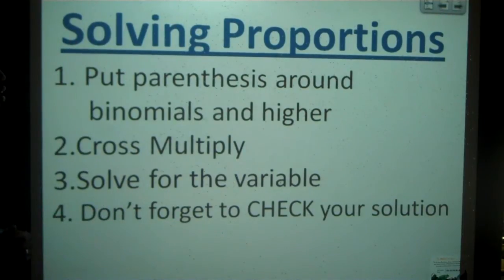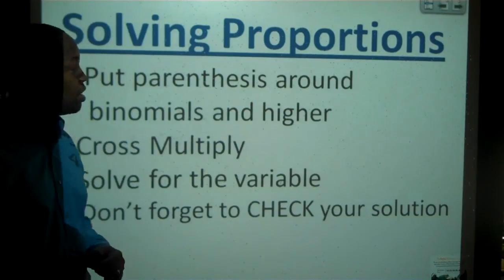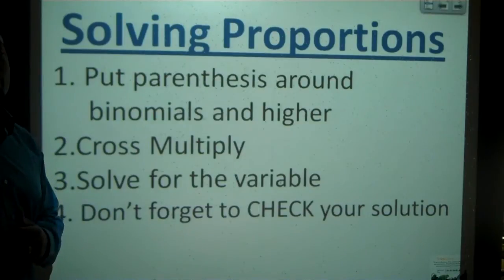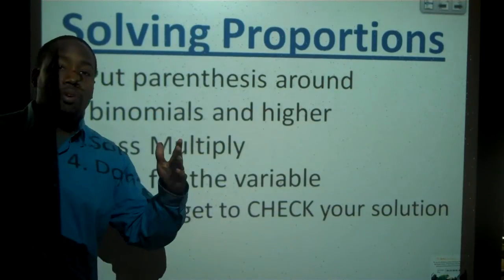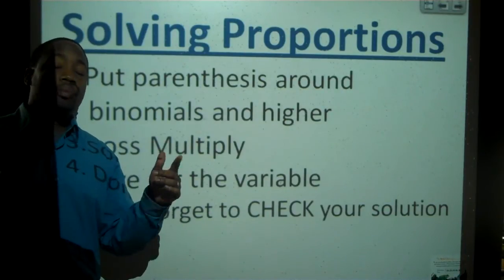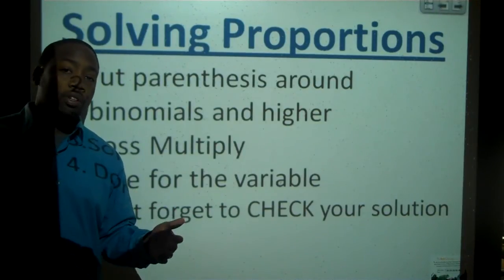First step, solving proportions, which is actually solving rational equations. First step is you need to put parentheses around the binomial and higher. So a binomial, of course, is two monomials together. So for example, n plus 6 or 3n plus 7, that's a binomial. And anything higher would be, for example, like a trinomial.